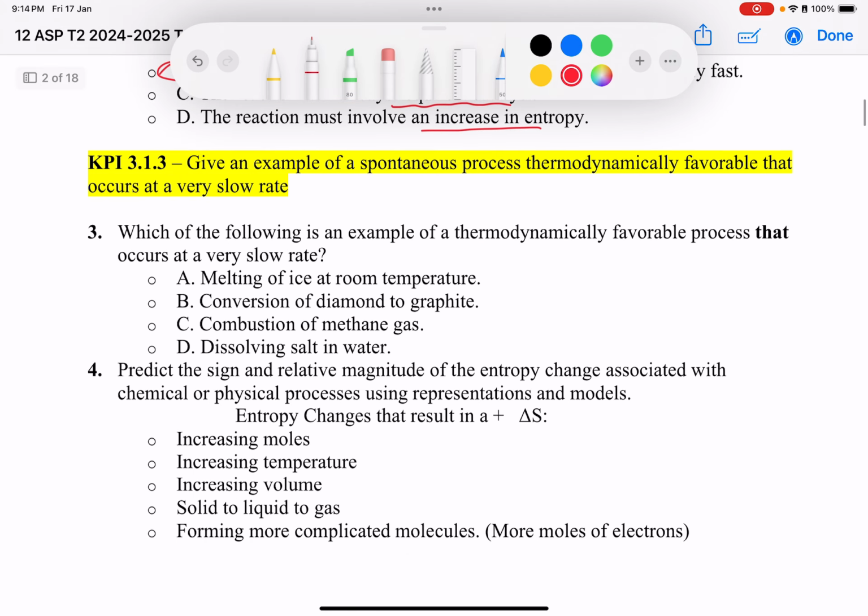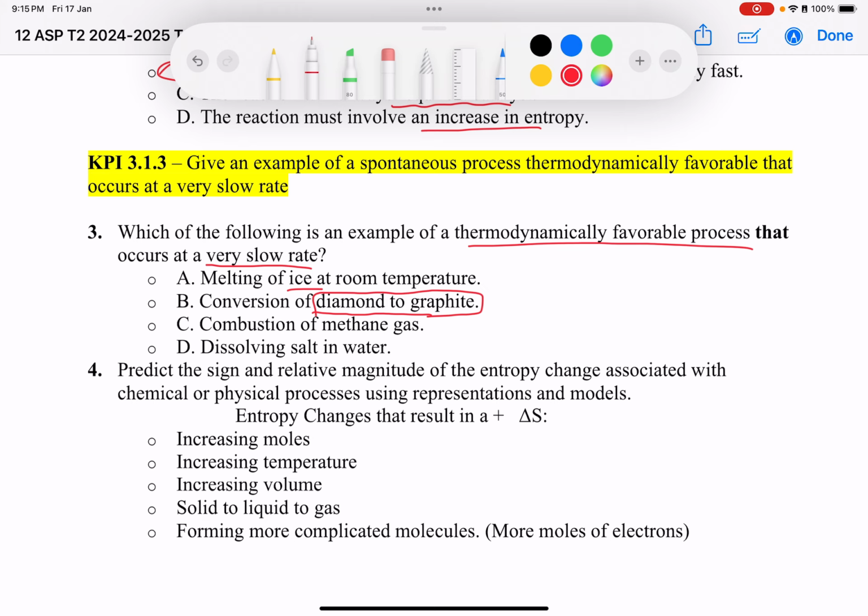Which of the following is an example of a thermodynamically favorable process that occurs at a very slow rate? Okay, so melting of ice at room temperature, I wouldn't consider this slow. It might take minutes. So let's see another example. Conversion of, okay, this is the one. Conversion of diamond to graphite.